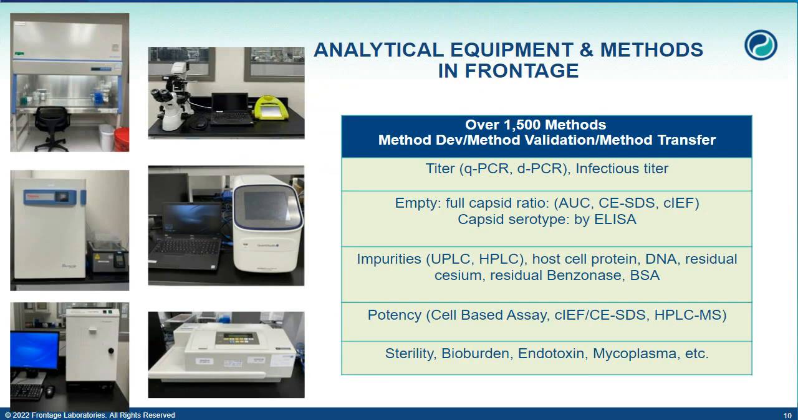Frontage has all the analytical equipment and can provide the methods for gene therapy product testing, including the titer by Q-PCR and D-PCR and infectious titer, the empty-full capsid ratio tested by CIEF and CE-SDS, and the impurity assay by HPLC and UPLC, whole cell protein, whole cell DNA, and the residual cesium, residual Benzonase, and residual BSA for purity assay.